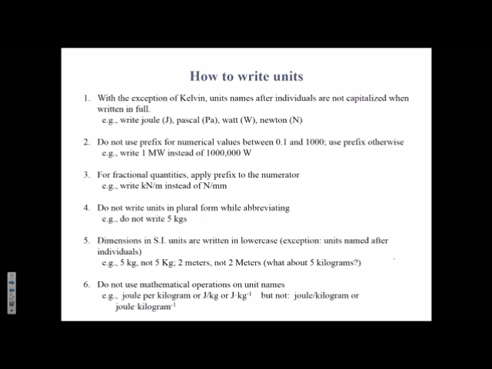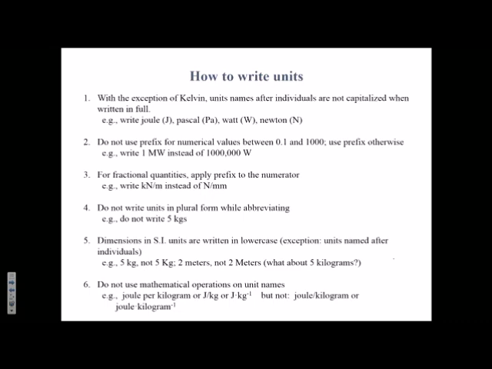For fractional quantities, apply prefix to the numerator. So kilonewton per meter is 10 power 3 newton per meter, which numerically would be same as newton slash millimeter, because millimeter is 10 power minus 3. So it goes in the denominator, becomes 10 power 3. But instead of putting the prefixes to the denominator, always put the prefixes to the numerator.